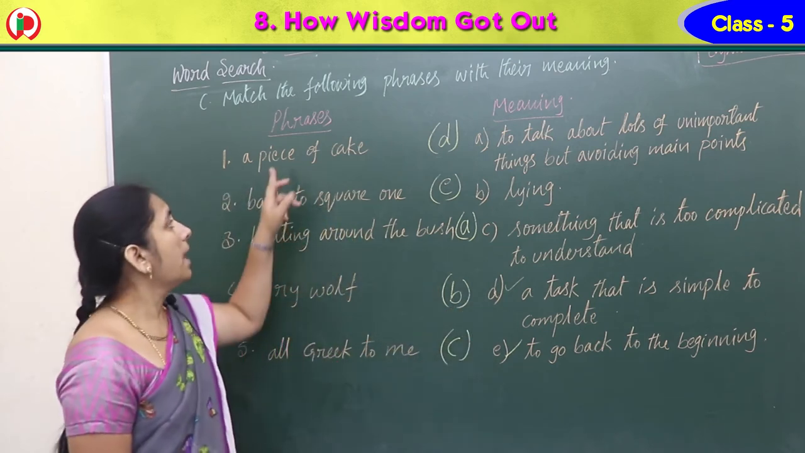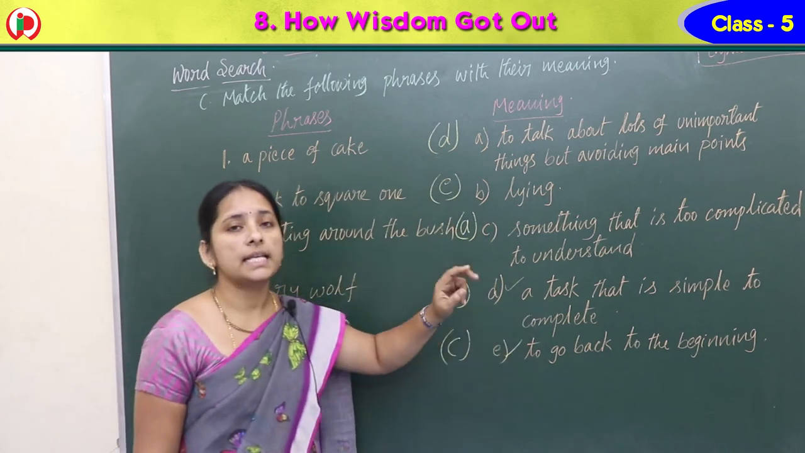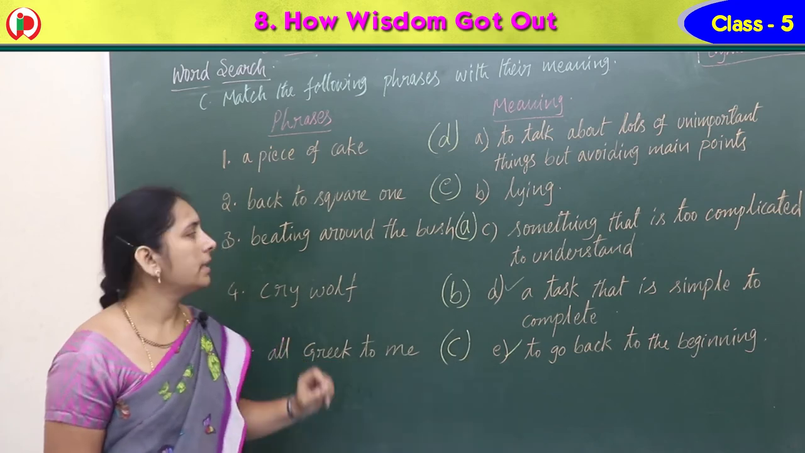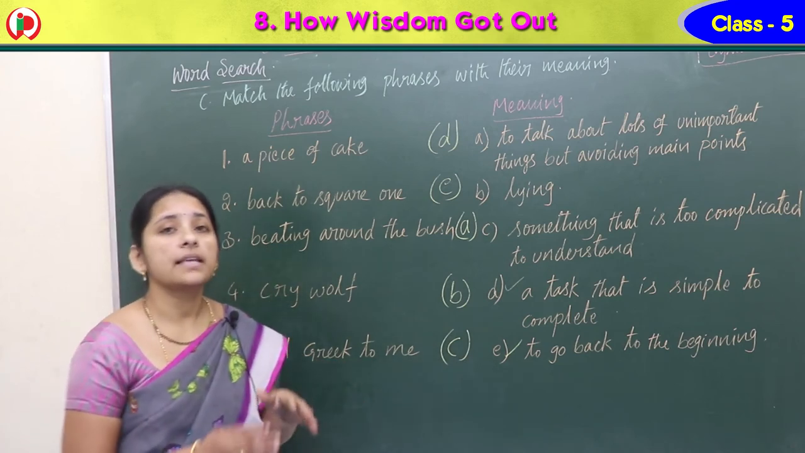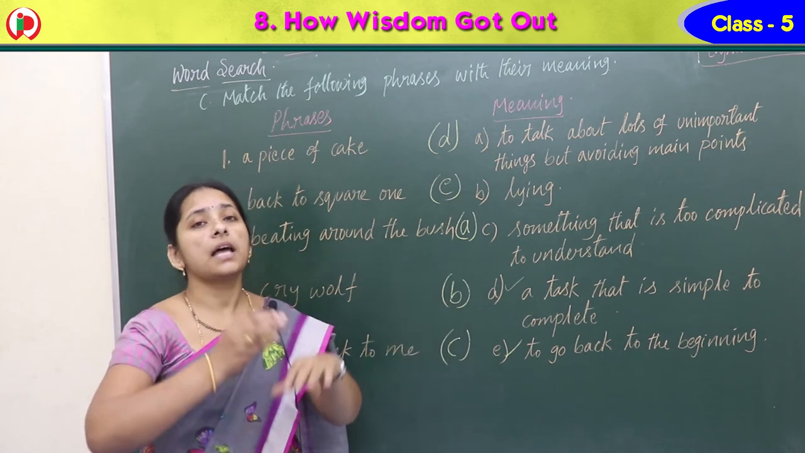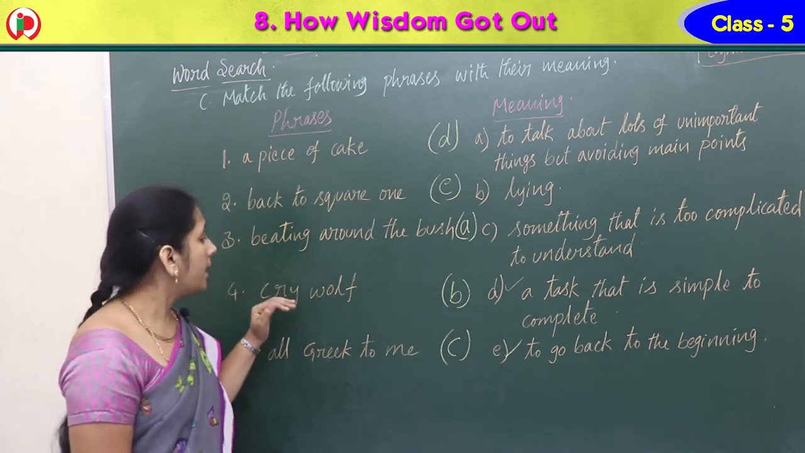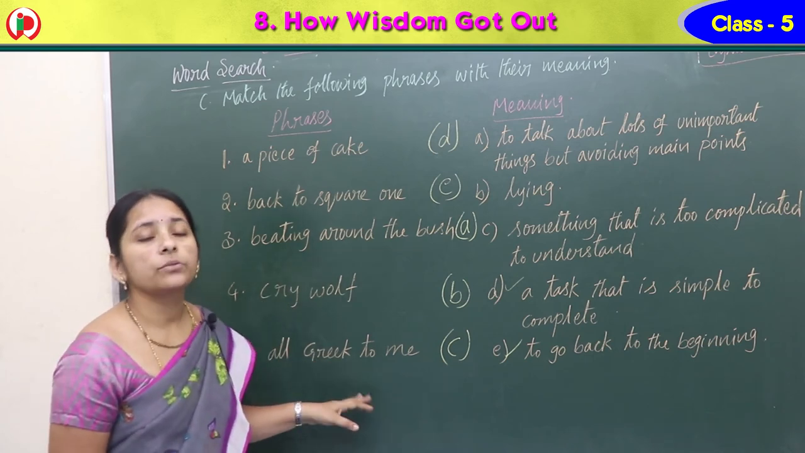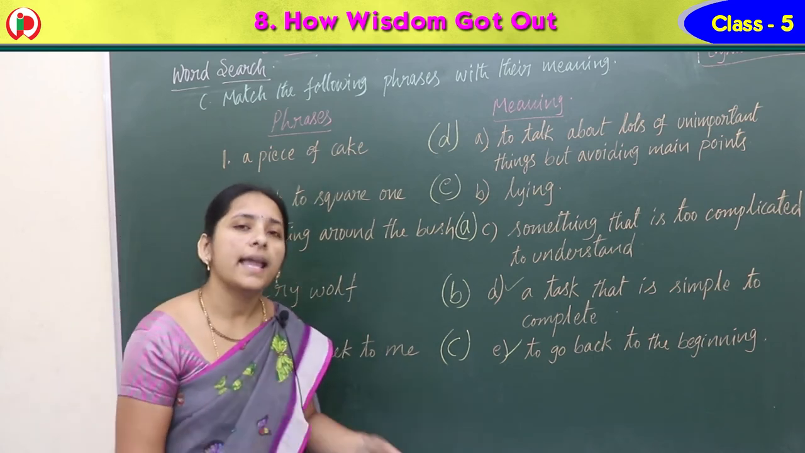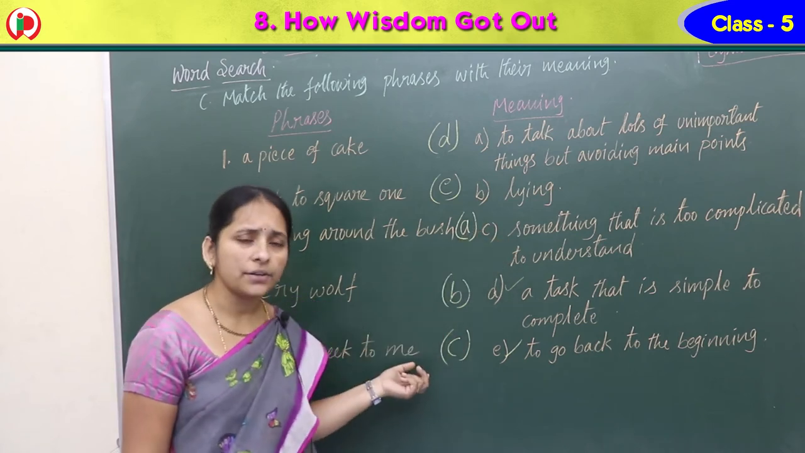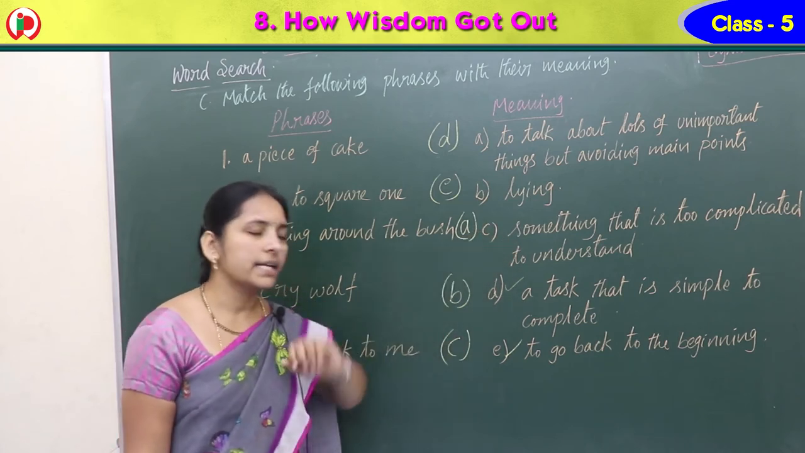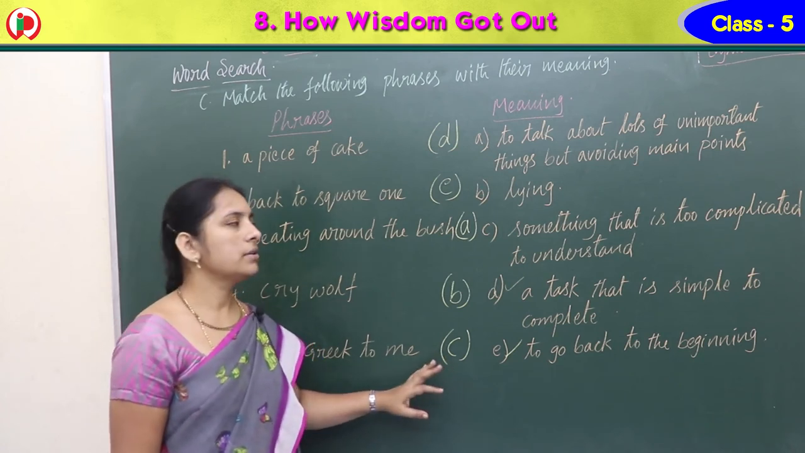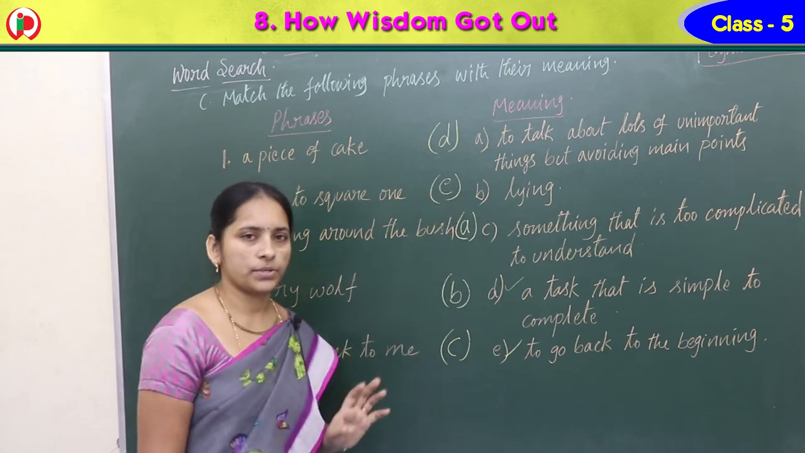Okay. So a piece of cake means something very easy and simple to complete. Back to square one means start from the beginning. Beating around the bush means avoiding the main point and discussing unimportant things. Cry wolf means lying. All Greek to me means we cannot understand anything, very difficult to understand. Greek, can you understand? No. So that is complicated to understand. That is all Greek to me. Okay, so these are the answers. All of you write these options.